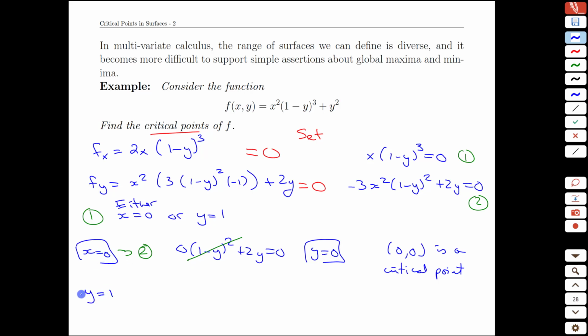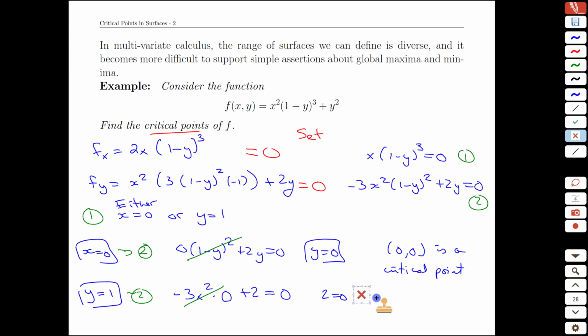And the other possibility is y equals 1. We sub that into equation 2 and see how those could work together. And this is interesting because we're going to get negative 3x squared times 0, plus 2 times 1. We have a 0 multiplier here. Got to be careful. 0 times this is 0. And so we get 2 equals 0. That's a big no-no. That's not really giving us anything useful. So we don't get any additional critical points out of this y equals 1 possibility. We explored it, it led to a dead end, and it left us with a single critical point.